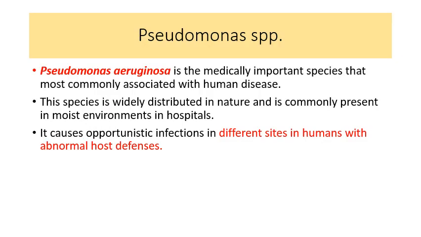Well, among the different species belonging to the genus Pseudomonas, Pseudomonas aeruginosa is the most medically important species that is most commonly associated with human infection. This species is widely distributed in nature and it's commonly present in moist environments of the hospitals. So it's responsible for a wide range of opportunistic infections in different sites of a human with abnormal host defenses.